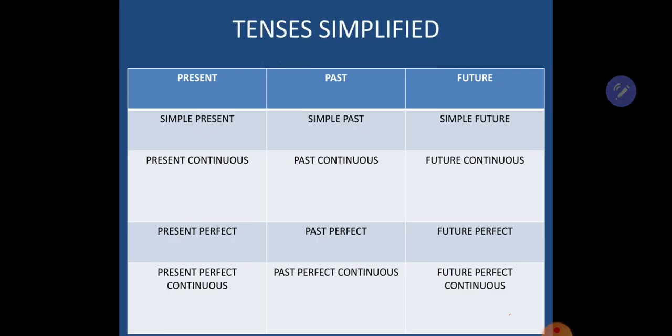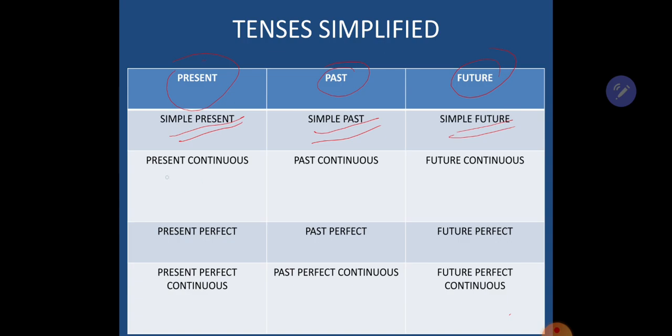Tense is simplified. Normally we divide time into three segments: present, past, and future. So we have three divisions. In these three divisions, we further divide the tenses into simple present tense, simple past tense, simple future tense.